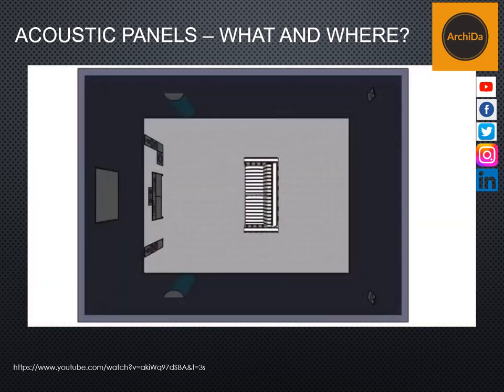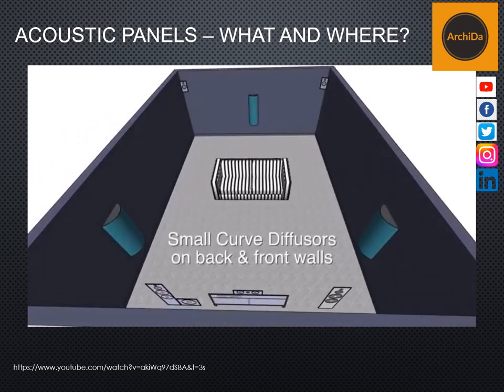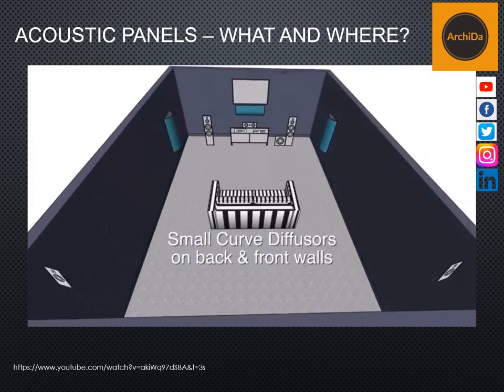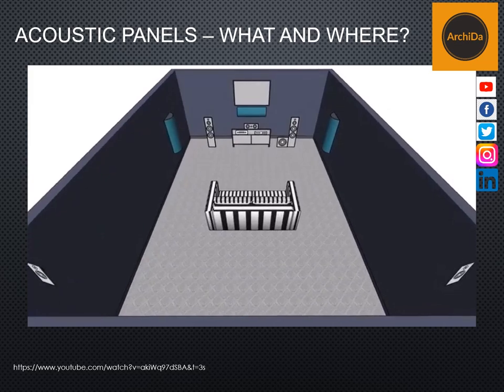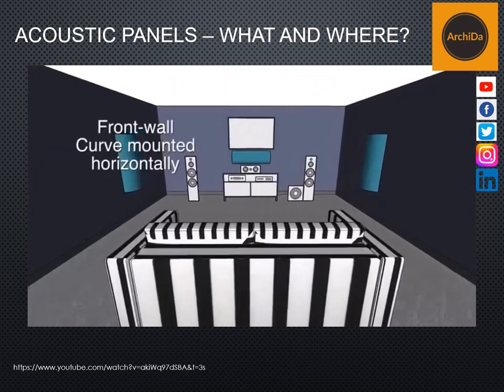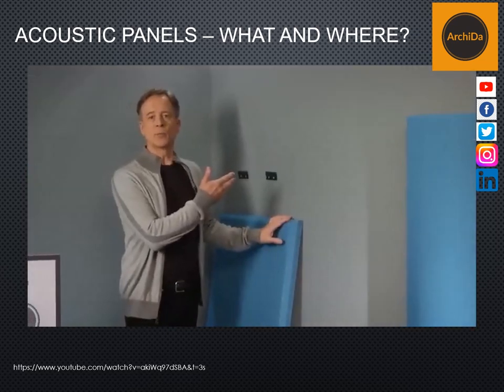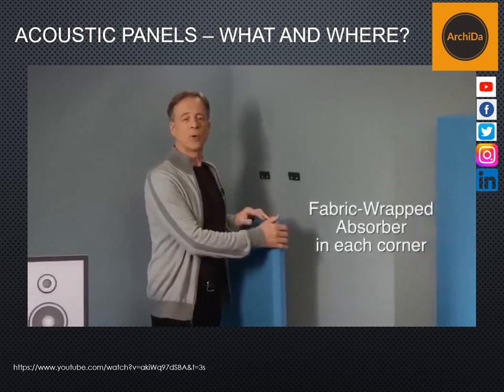Flat surface reflections happen on all four walls, so let's place one small curved diffuser on the back wall and one on the front wall. We've mounted the front wall diffuser horizontally because sound moves in three dimensions and it fits with the TV. Because corners make sound bounces worse, we'll use a fabric-wrapped absorber panel in each corner.